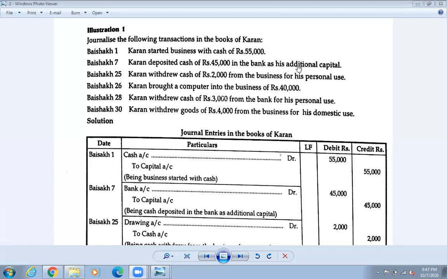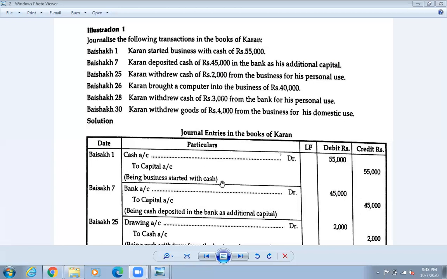That means what to write? Additional capital, write that. So capital only, just write down capital only. So write down to capital account. Okay, so how much has he deposited in the bank? 45,000. Okay, so 45,000, 45,000.